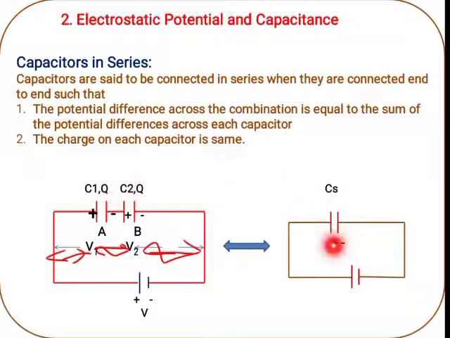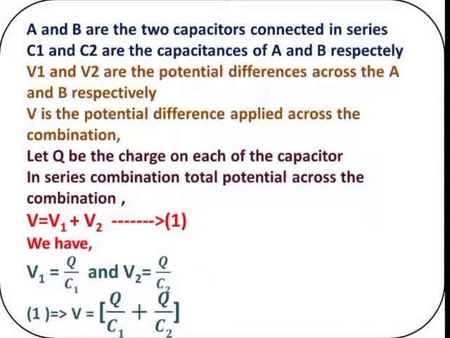I just redrew the same diagram in this way because here I showed two separate capacitors. When we combine these two, what is the equivalent capacitor? Equivalent means the capacitor in series, the final answer. So how do we draw that diagram? CS means capacitor in series. This is the battery.